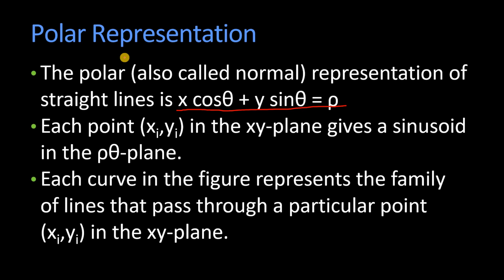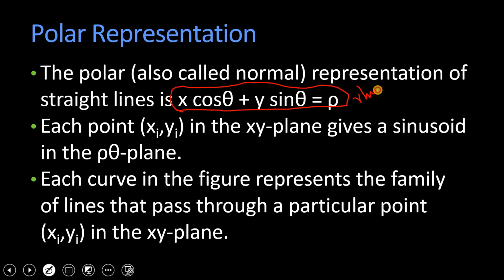The polar or normal representation of straight lines is given by this equation. So the line that you will create has this equation: x cos theta plus y sin theta equals rho. Rho is written like this. Each point in the xy plane will give us a sinusoid in the rho theta plane.